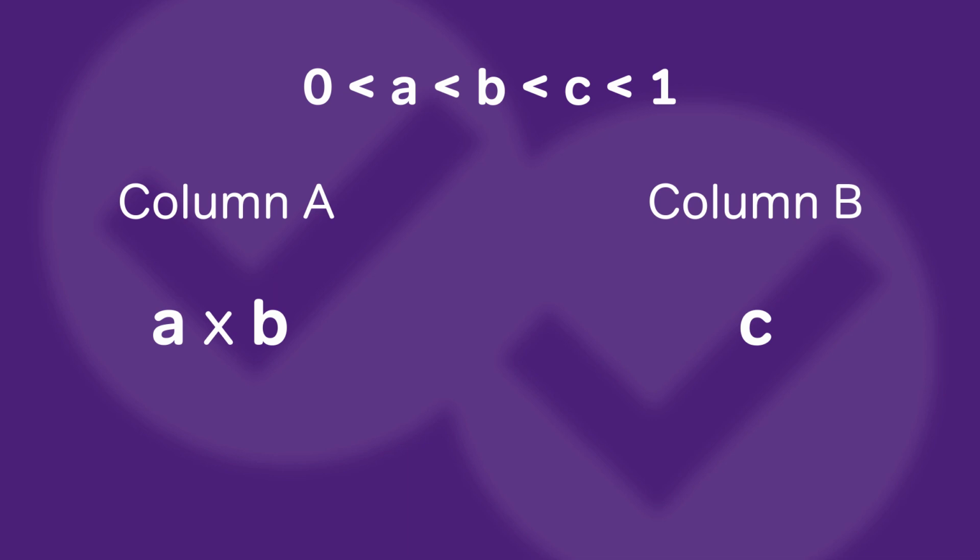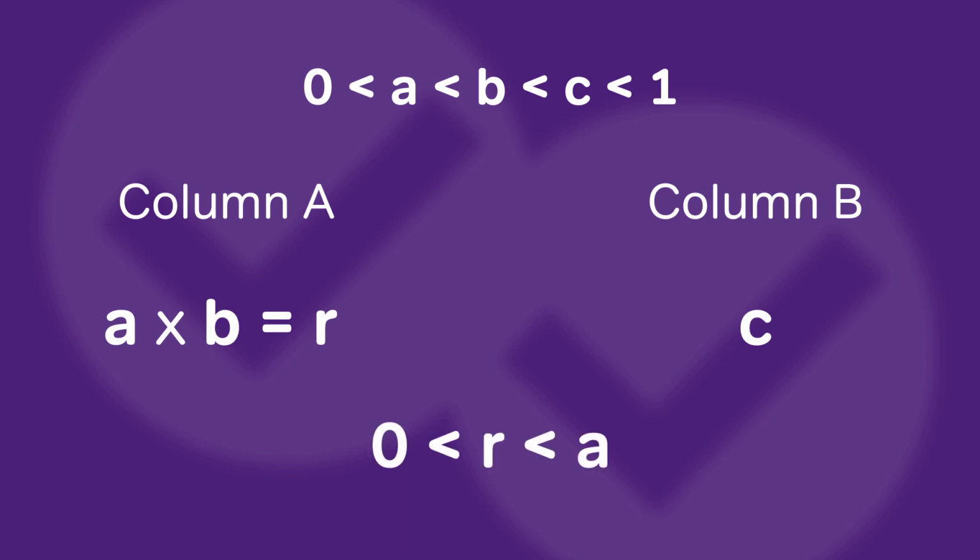Well, we have a fraction. In fact, we have two fractions, A and B. Both are between 0 and 1. When you multiply two fractions between 0 and 1 by each other, they result in a fraction that is less than both of those. And so let's call this R for result. So R would be in between 0 and A, and therefore we know that it has to be smaller than C, which is greater than both B and A.